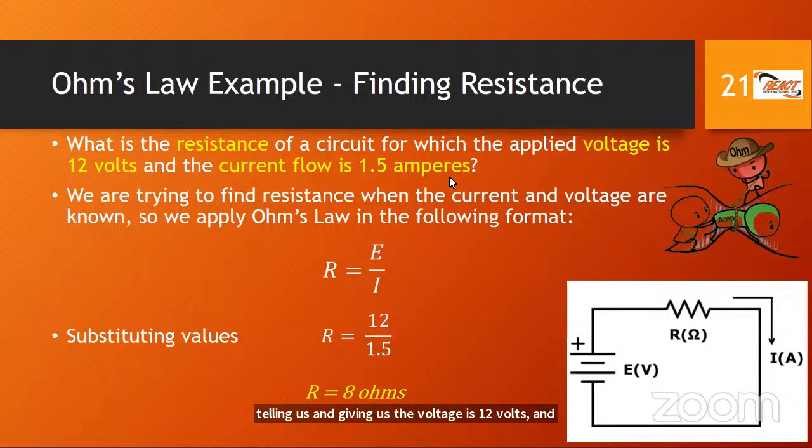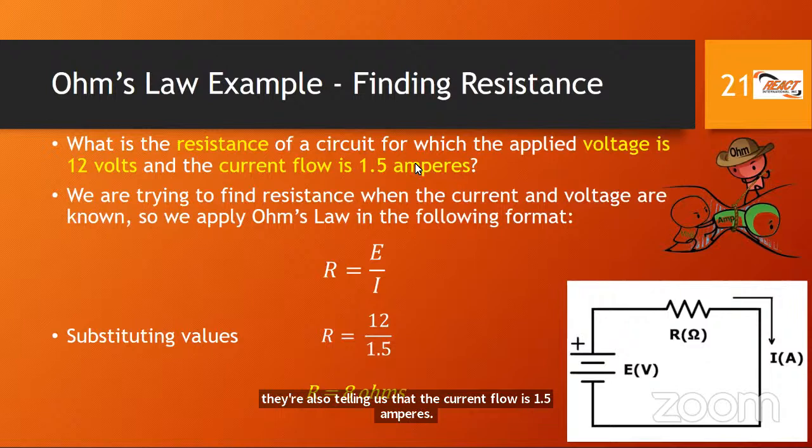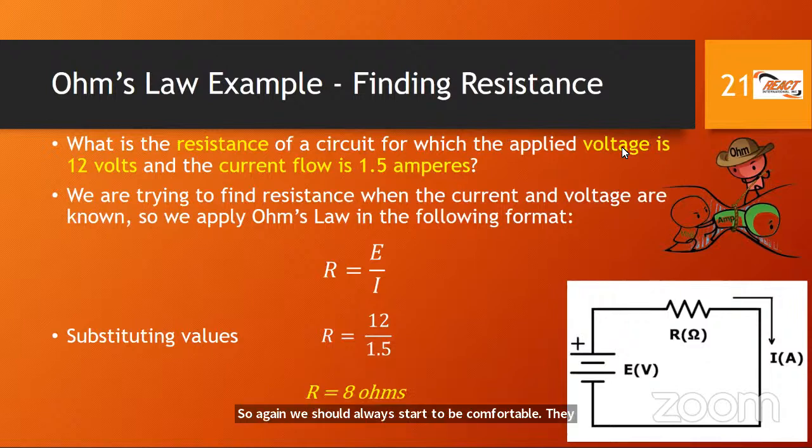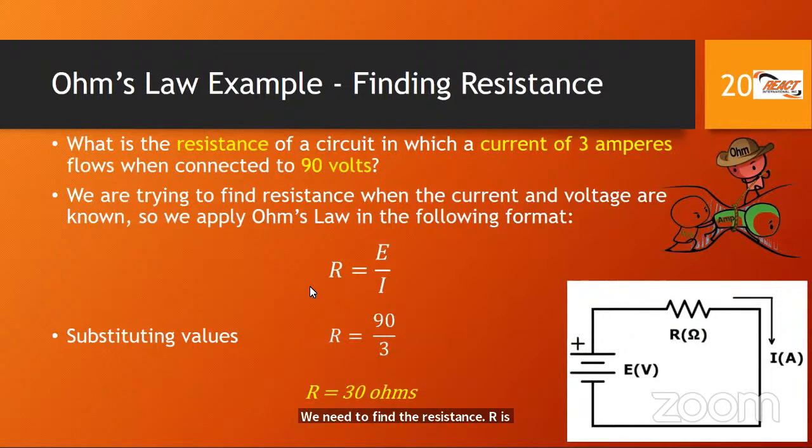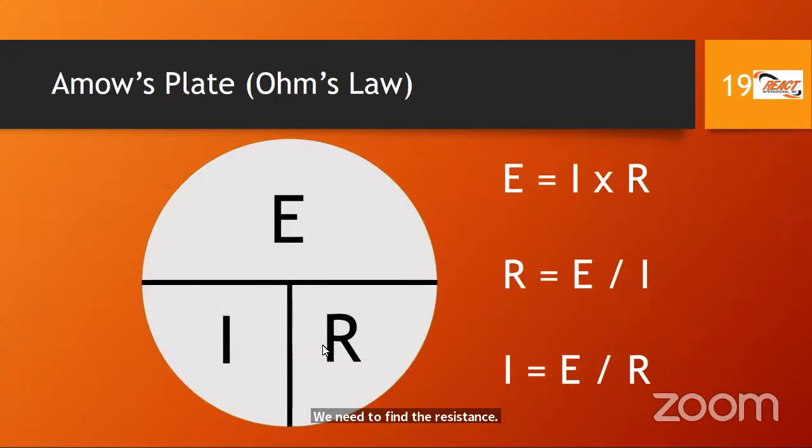So again, we should already start to be comfortable. They are giving us three things. They're telling us what they want and the values for the other two. So we need a formula. R is equal to something. So we already have the voltage and we already have the current. We need to find the resistance. R is equal to E over I. Where did I get that? Using a mouse plate. R is equal to E divided by I.